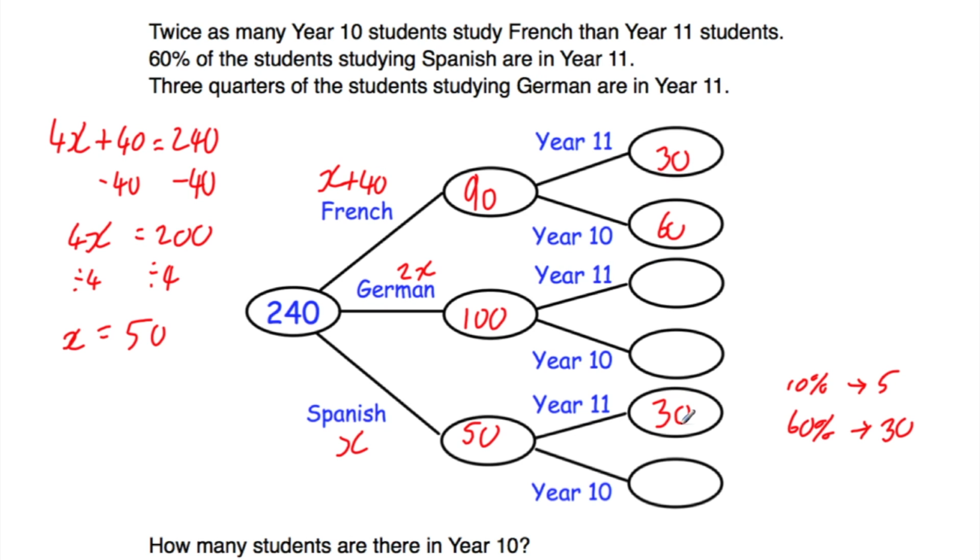So that means there's 30 students studying Spanish in year 11, 60% of this number. That means the remainder, the 20, would be in year 10. And then finally, 3/4 of the students studying German are in year 11. So we want to work out 3/4 of this number.